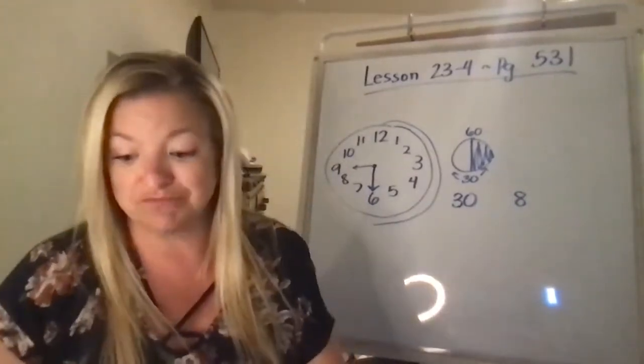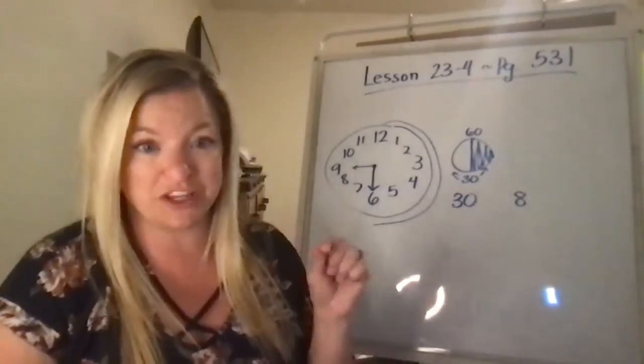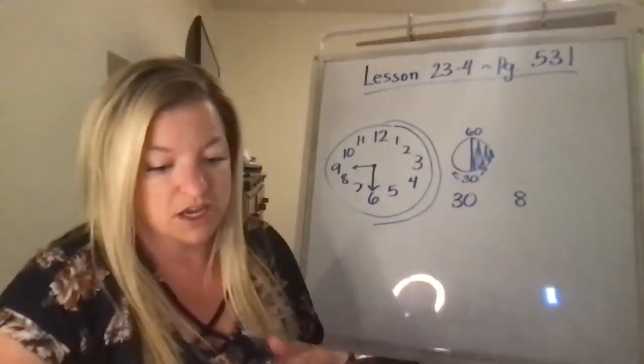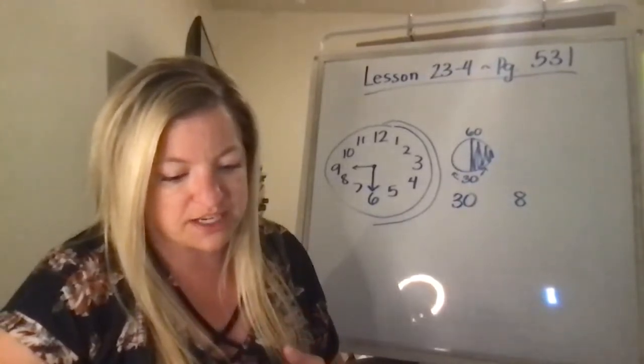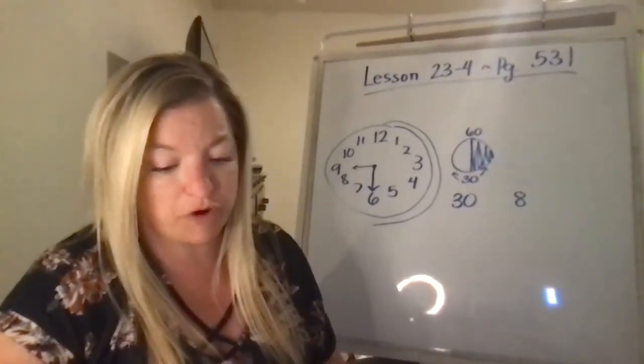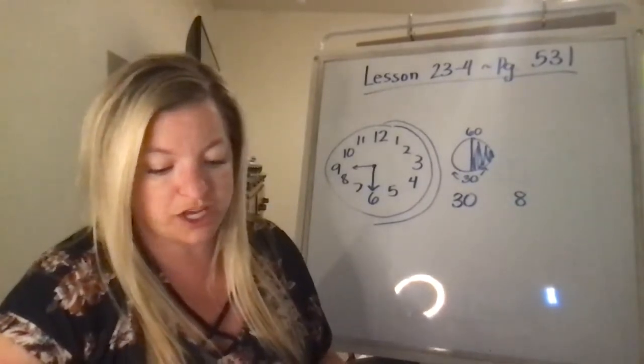Turn the page. Hopefully this is not too hard for you guys. It's just doing little bits, which I think is really great. It just says in the example, both clocks show 4:30. So number 1, circle the clock that shows 2:30.